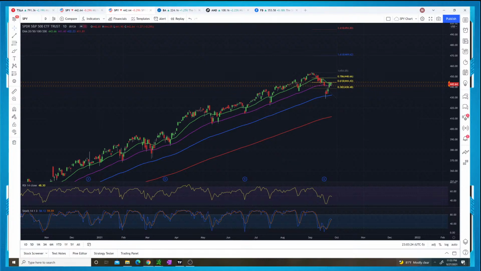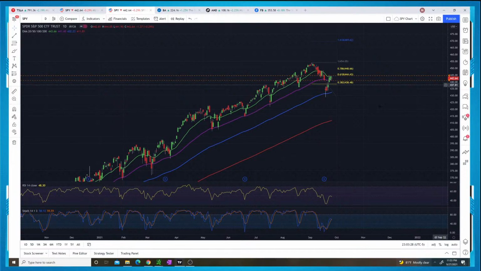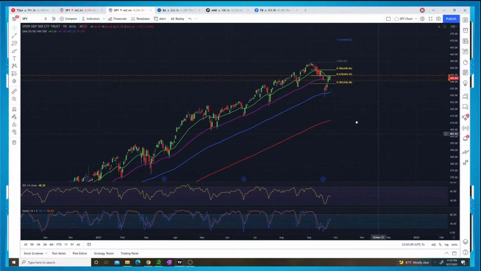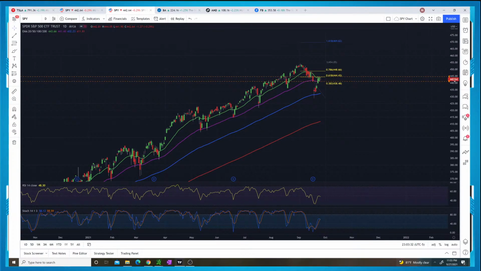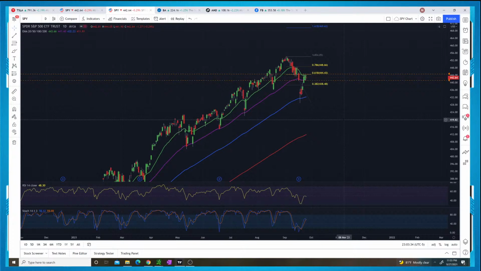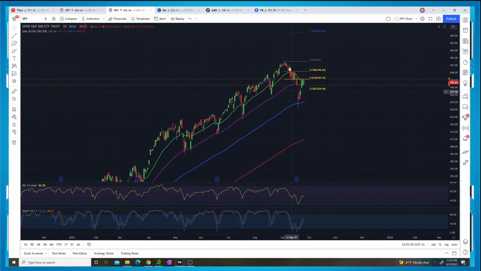I'm gonna just go ahead and start going over some things. Here's SPY right here. Got a Fibonacci retracement. Now I can explain the theory behind the Fibonacci retracement levels.